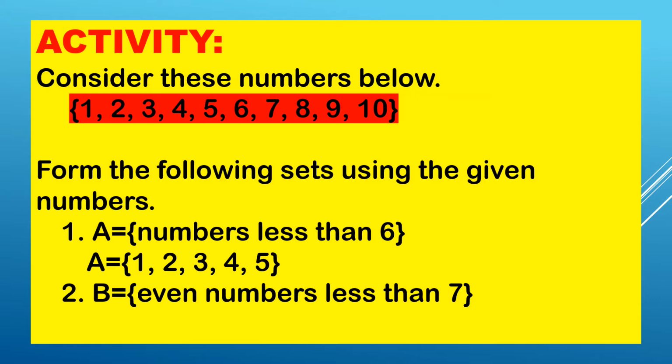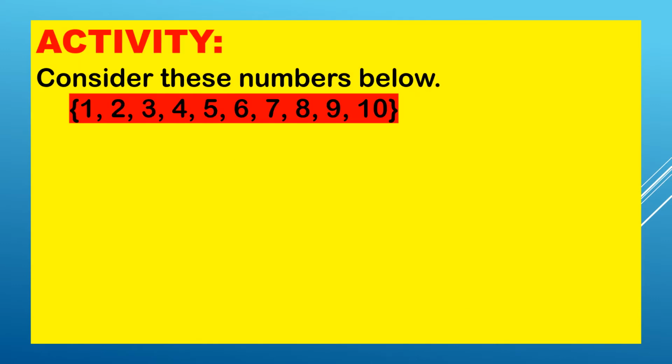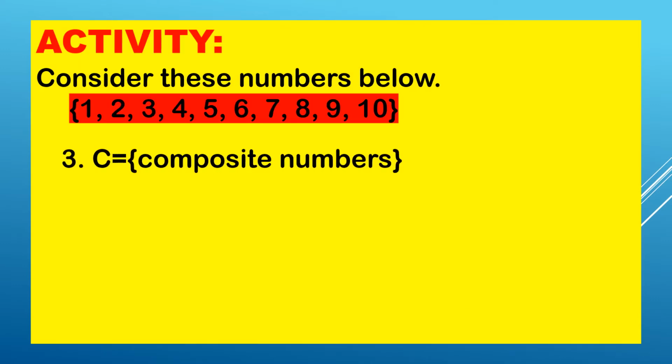Okay, again, titingnan natin dito. Dito natin kukunin yung sagot natin. So what are the even numbers here that are less than 7? Right. So we have set B consists of elements 2, 4, and 6. Next, we have number 3. Set C is a set that is composite numbers.